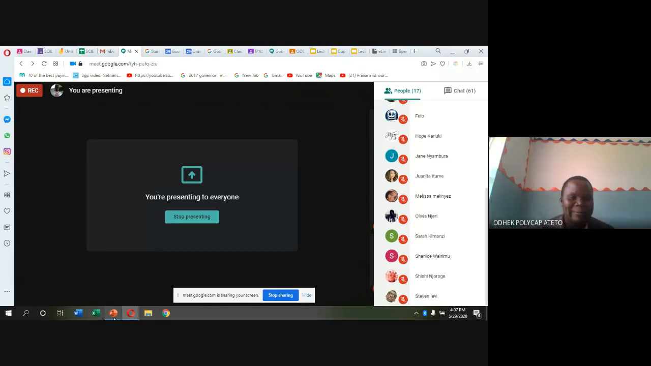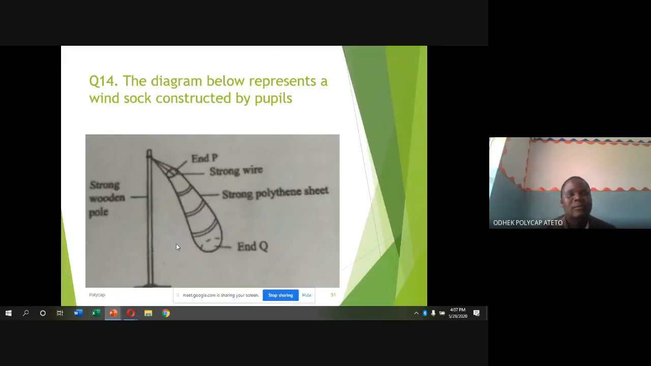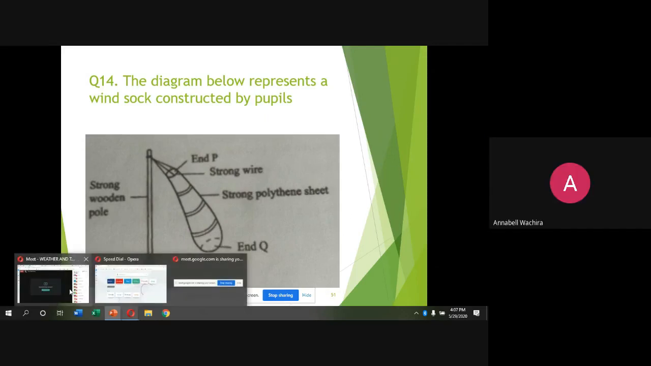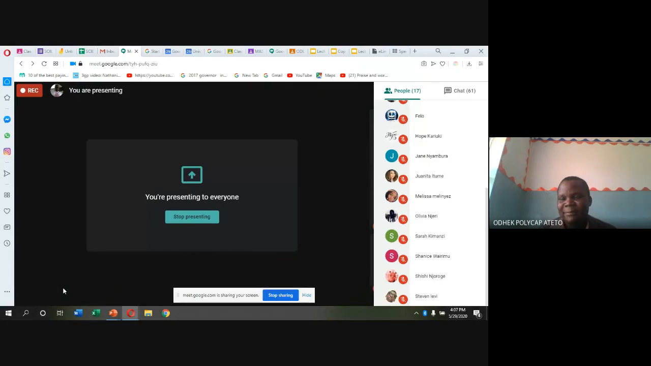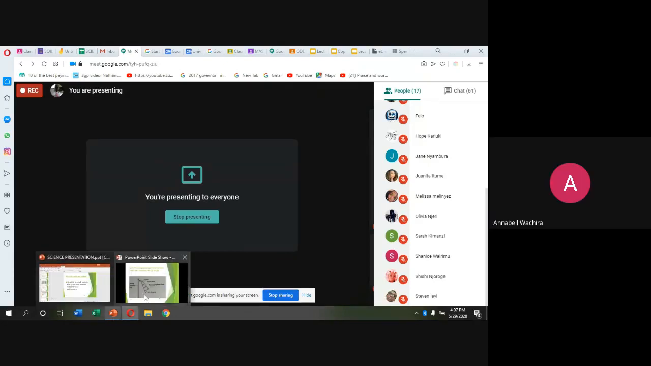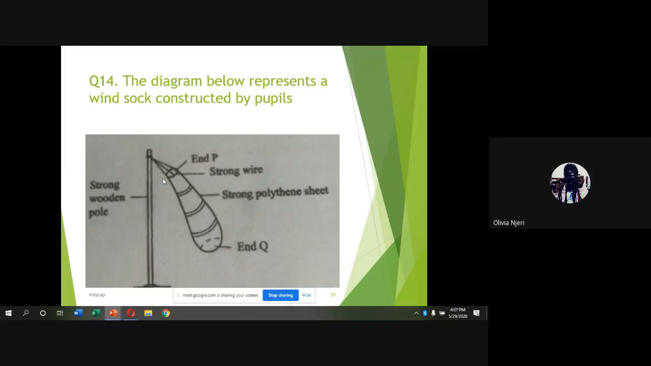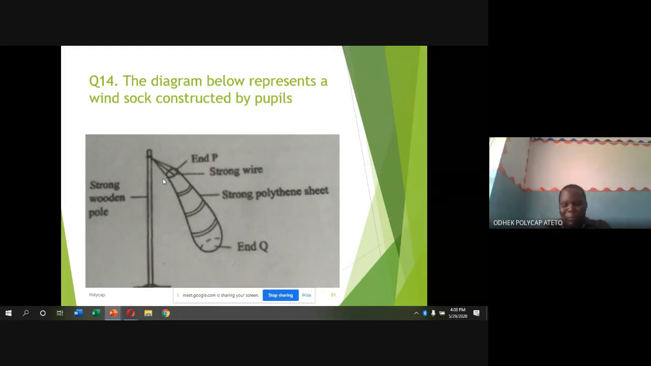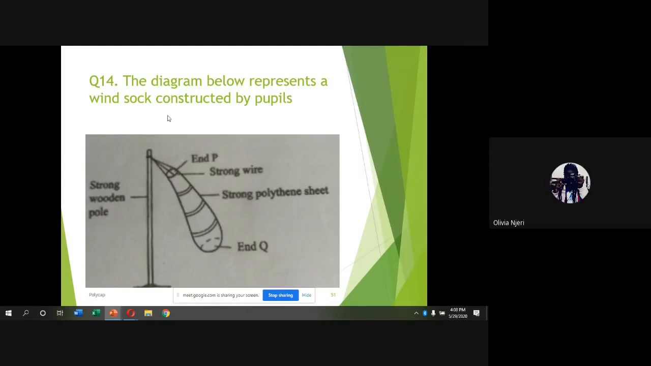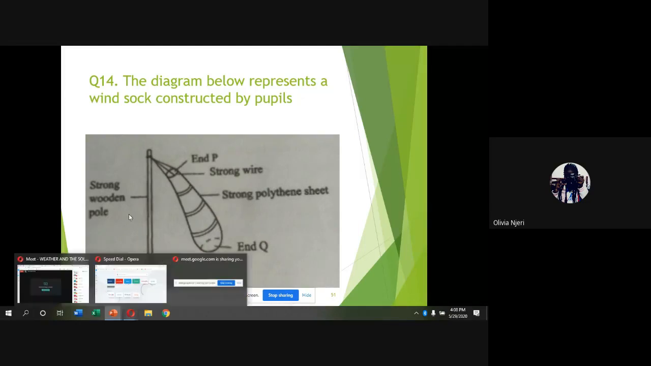Rachel, pick number 14. Rachel is not there. Olivia? Yes. Number 14. You see now, that's why I normally want you to put your faces there. I don't know what you are doing at the back there when you are not answering the question. This microphone, I'm trying to press, it's not pressing.